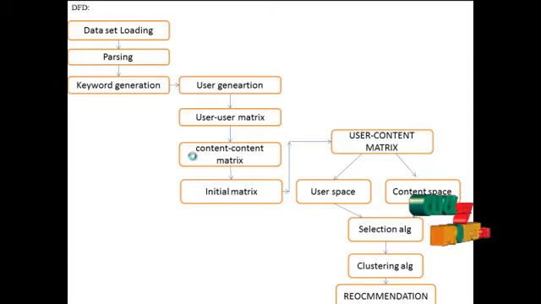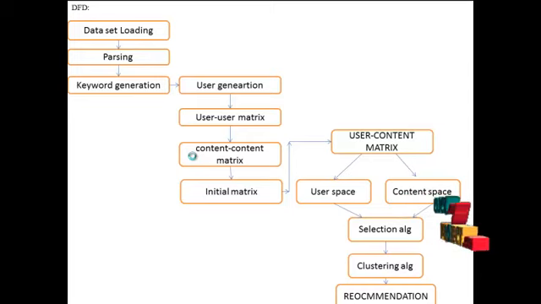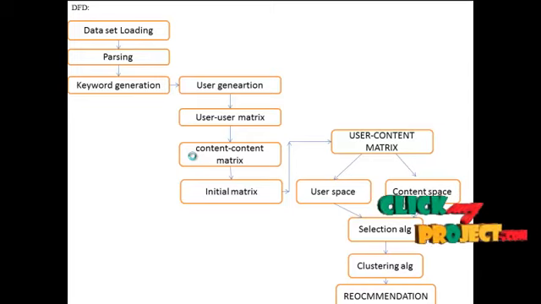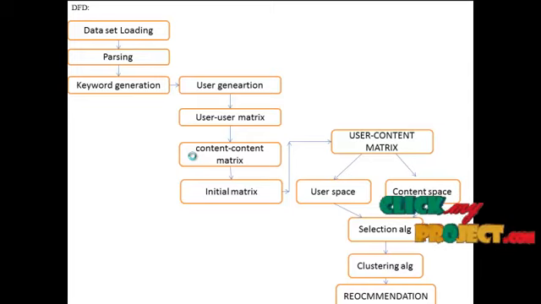Then we go for the content to content matrix. It should be used for the user depending upon some contents. This matrix is the first result for a particular user. The user to user and the content to content matrix are used to form a user to content matrix. Then from the user to content matrix we get the user space and content space.